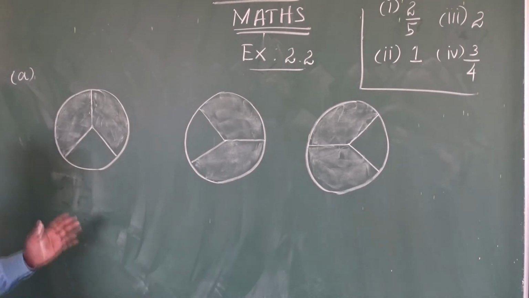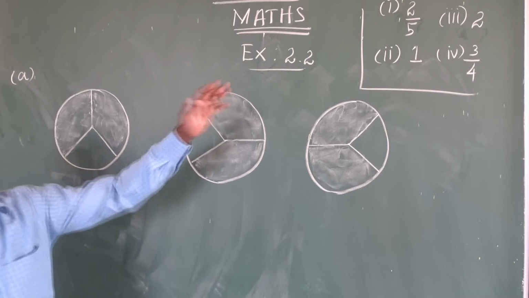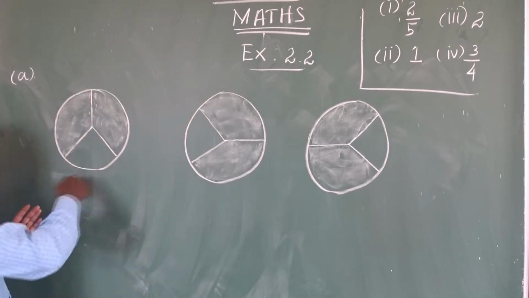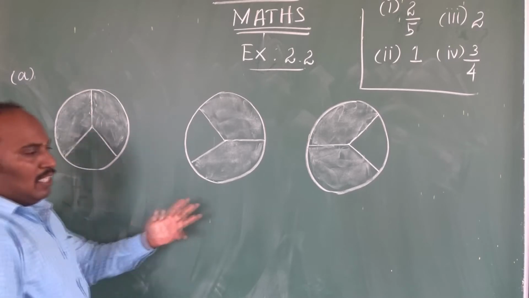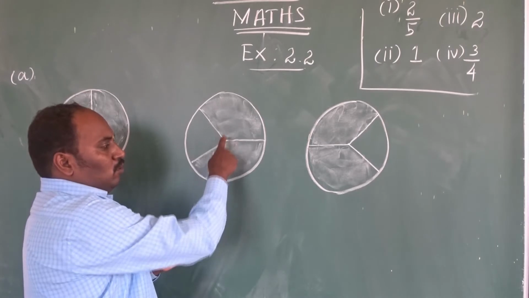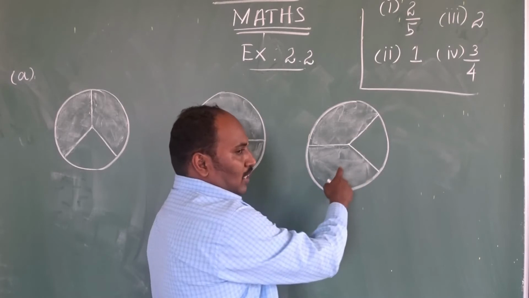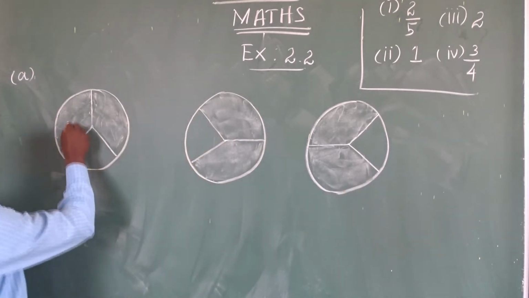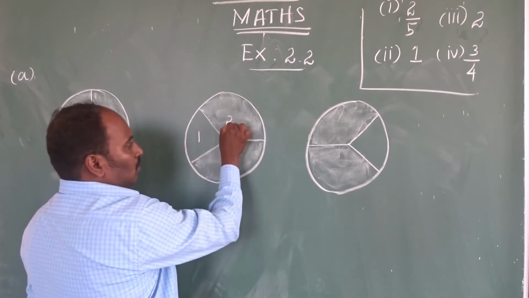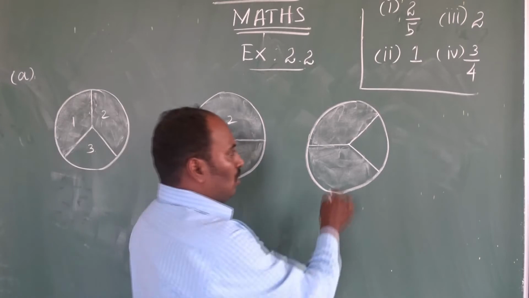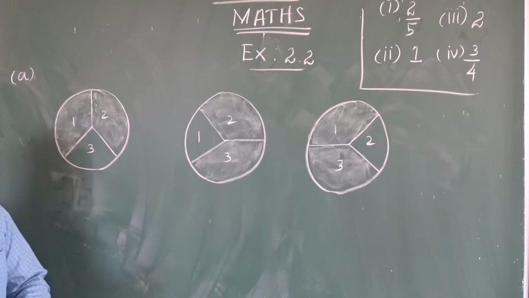Listen here. Now three circles having, question part A. The A compared to the four items. The first circle 1, 2, 3: three portions having. Then the second circle 1, 2, 3: three portions having. Then the third circle 1, 2, 3: three portions having. So each circle has three portions.